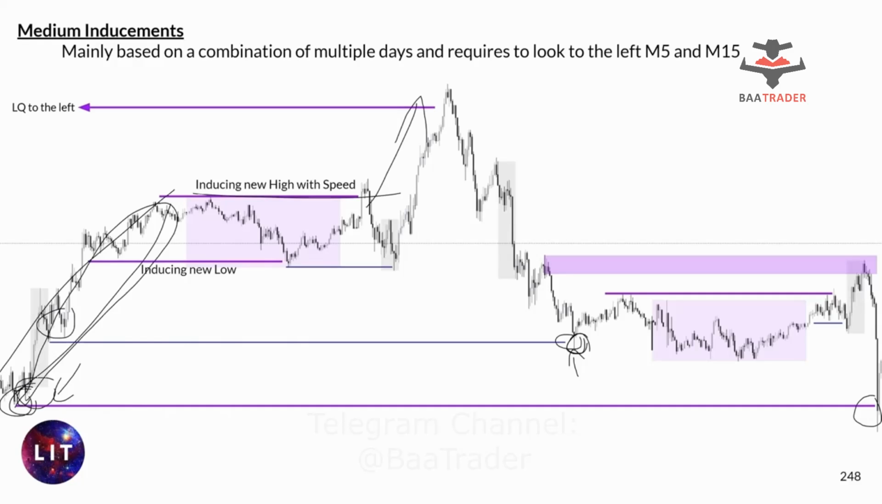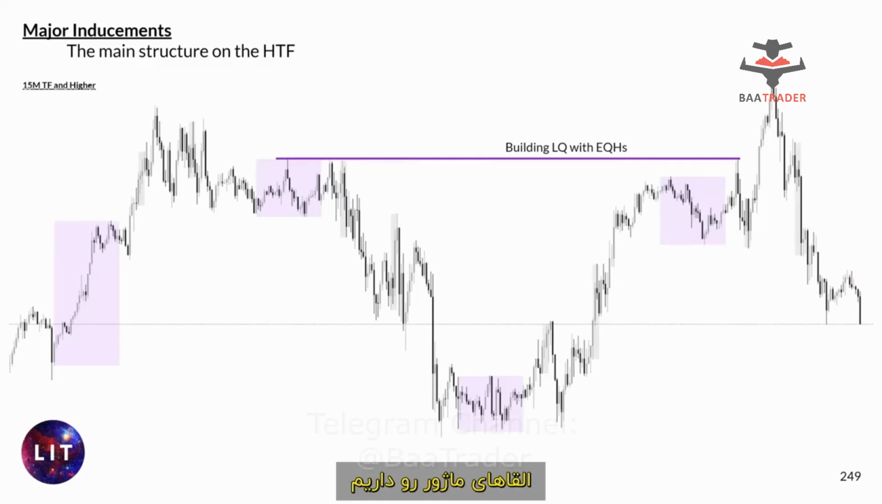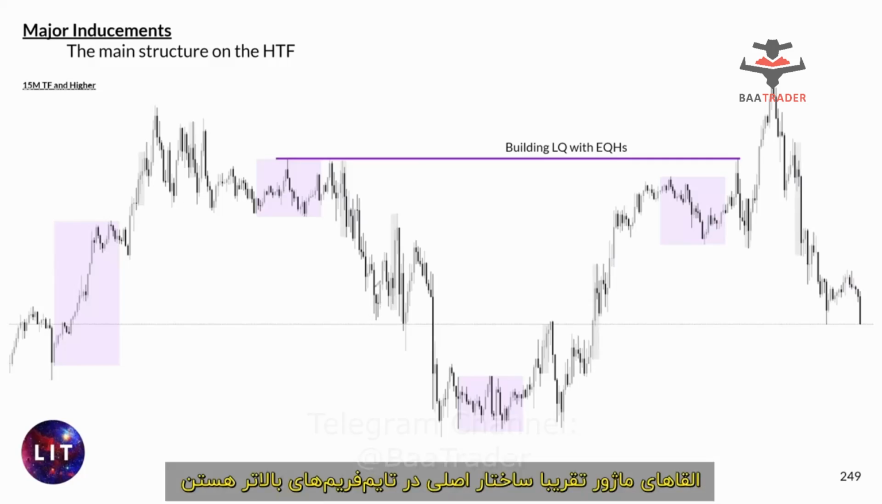Okay, so then what we have in here, we have major inducements. So major inducements are pretty much the main structure on the higher time frames. This can be everything on like 50 minutes or even 1 hour or even higher, right?